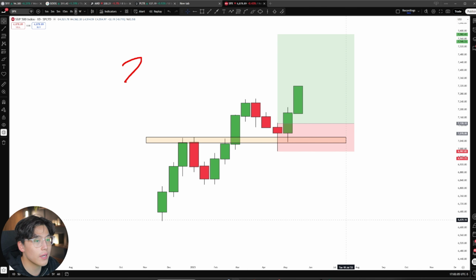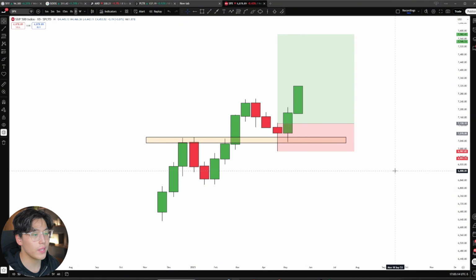The number two scenario, as you can see right here, is when buyers step in very nicely. You can see we end up closing strong, and then the next candle we end up having our confirmation and price ends up pushing towards high of day and above. The difference between these two setups, even though they're exactly the same, is that one has buyers that step in and has continuation towards the upside, and another one does not have buyers and we end up failing and continuing lower.